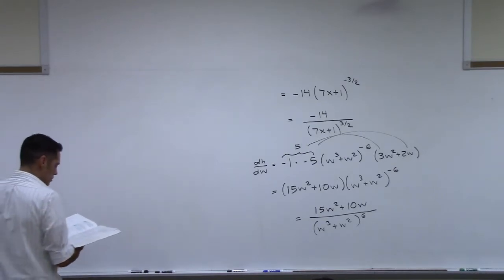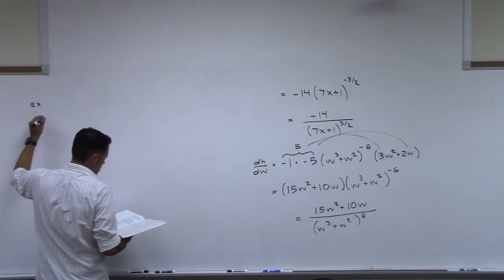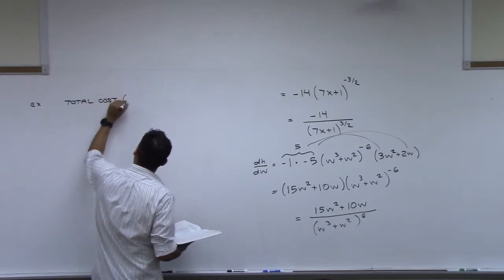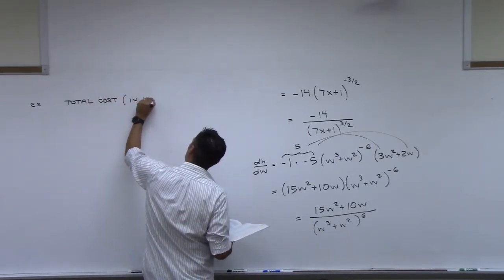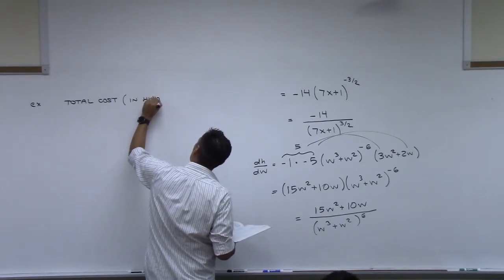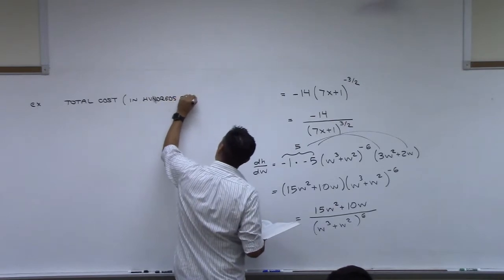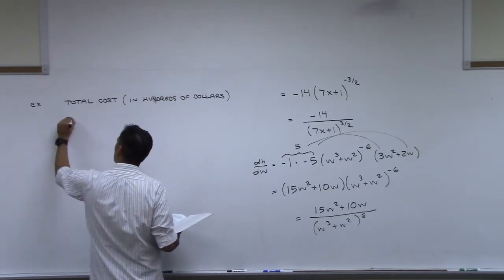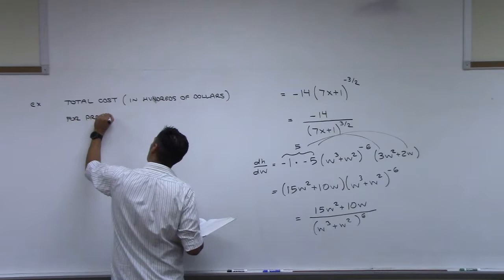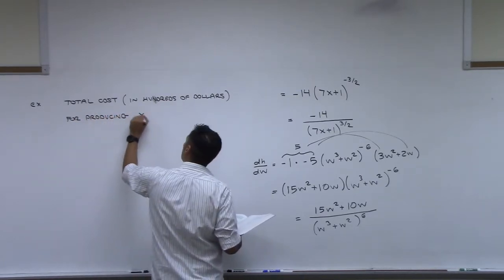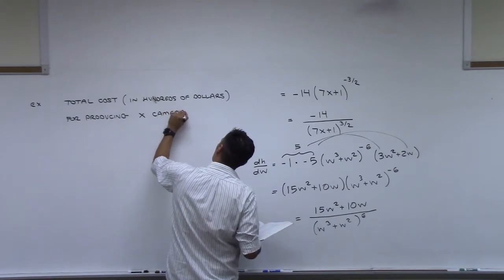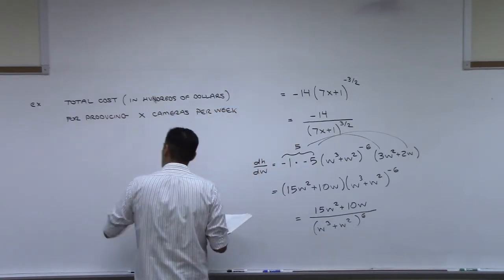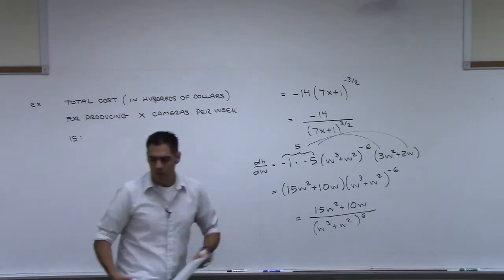Okay, here we go. Word problem. So we have the total cost in hundreds of dollars for producing x cameras per week. So we have a company, we make cameras, all right?